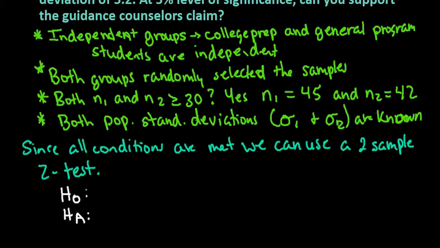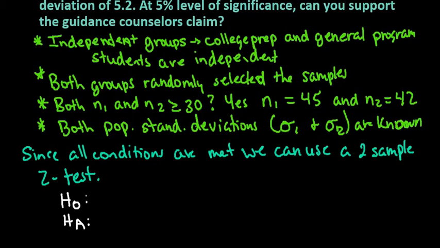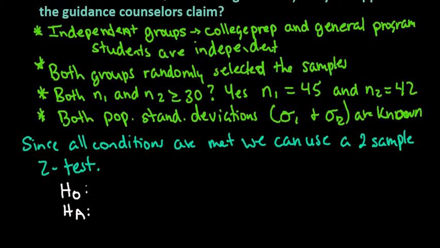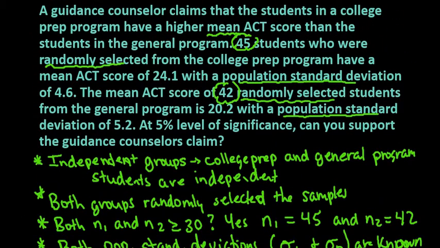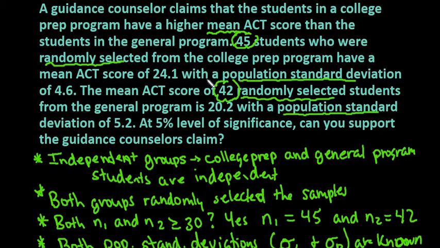null and the alternative. Remember, the null hypothesis always has to contain equality. The alternative always has to contain an inequality statement. Okay, so if you're doing this symbolically, it is important to establish what your symbols are. So I'm going to use mu1 for the mean of the college prep program students and mu2 to be the mean of the general program, the population. Okay.